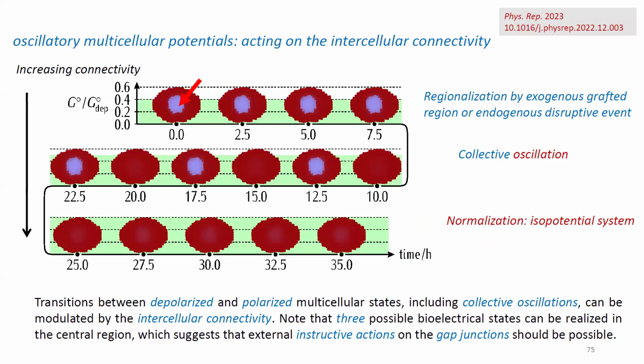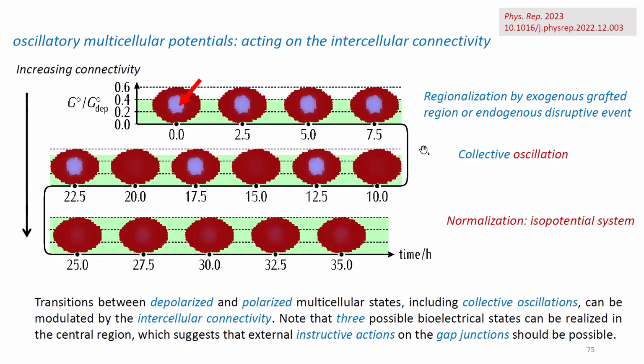We have also tried to simulate oscillatory multicellular potentials, in the sense that these sorts of potentials have been observed also in experiments where, for instance, some regionalization is obtained by grafting a central region. What we have found is that this central region, which has been grafted in an initially polarized complete system, is able to resist normalization for low enough connectivities, but normalization tends to proceed for big connectivity.